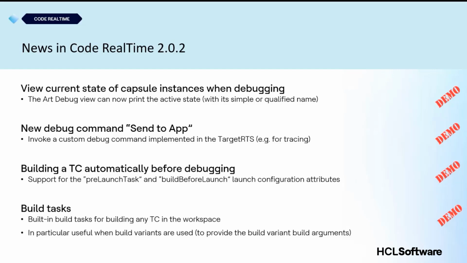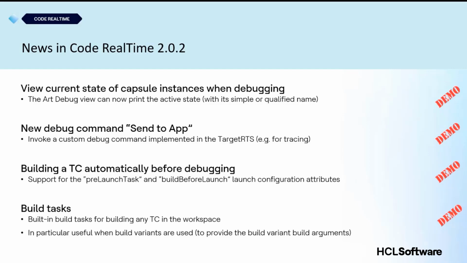We also have a new command, send to app, which corresponds to the similar command in Model RealTime. So it basically is a way how you can invoke a custom debug command that you have implemented in the target RTS, for example, for tracing, but it can do basically anything, and how you can invoke that from the debug UI.